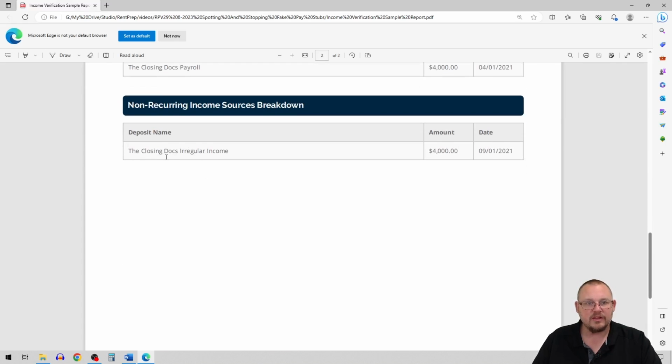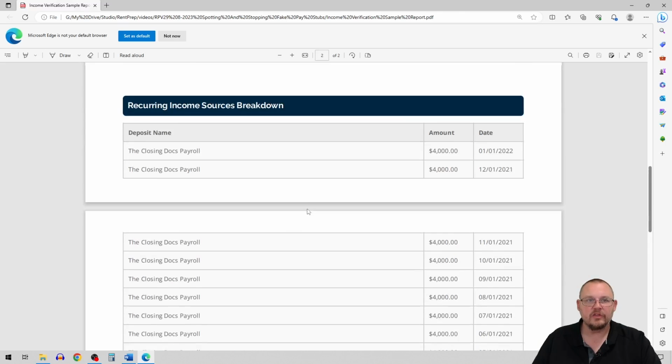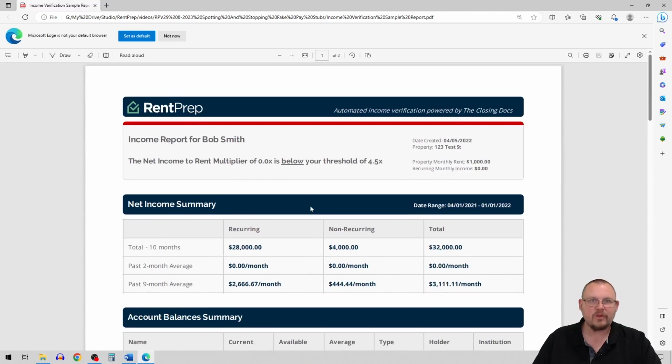And then last but not least, down at the bottom of this document, you do have the non-recurring income source breakdown, which is going to tell you every single deposit that was not a payroll deposit or not something that was happening on a regular basis, what that amount was, and how often it was happening. So this is an incredibly useful report that you can add on to any of the RentPrep tenant screening services, any of the credit and background checks that you're already running at RentPrep. This is something that can be added on to that product.